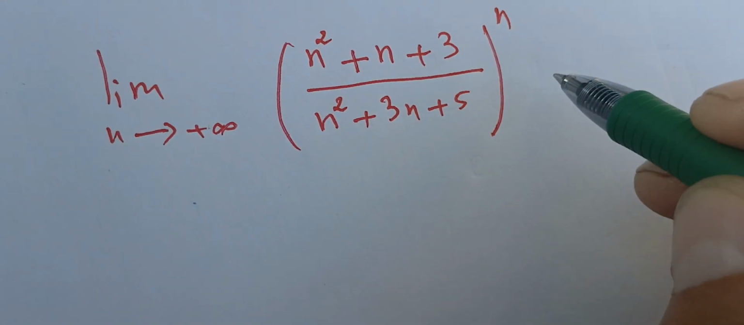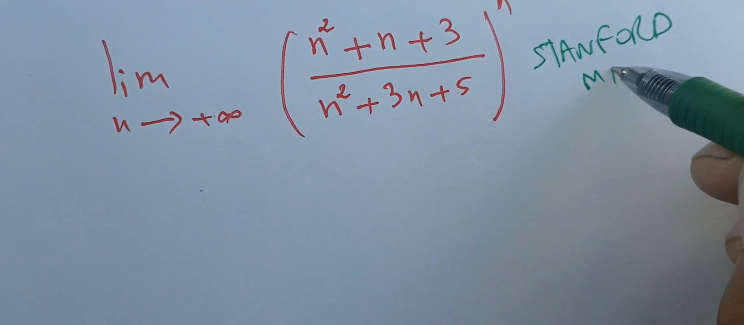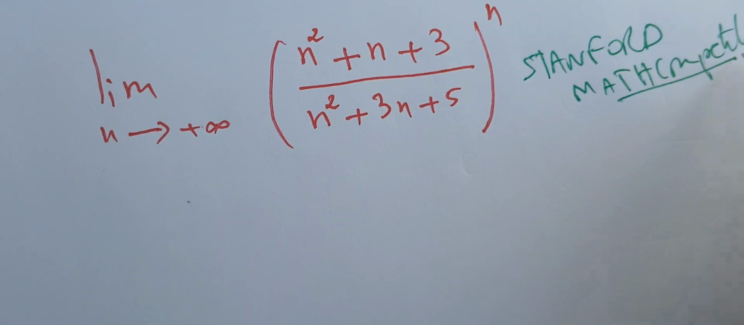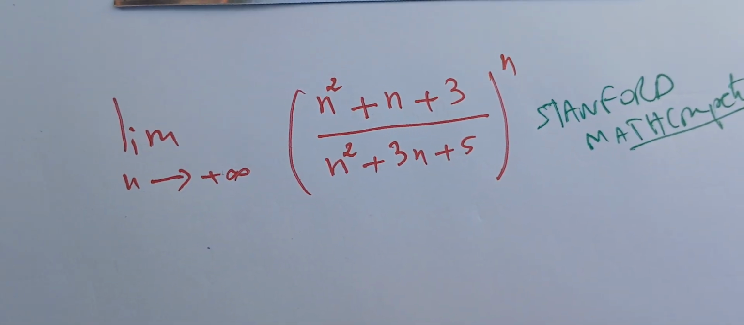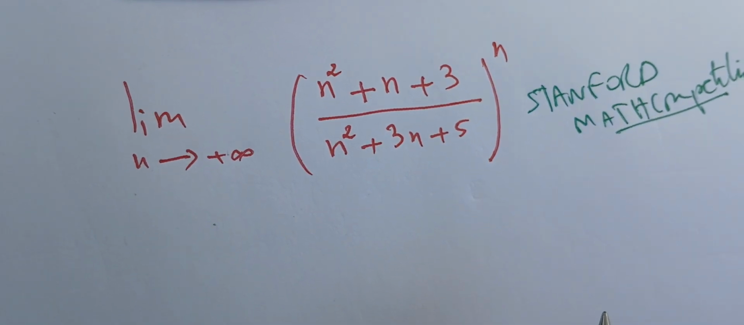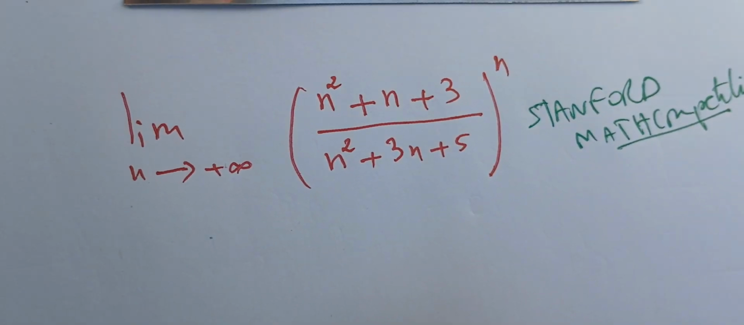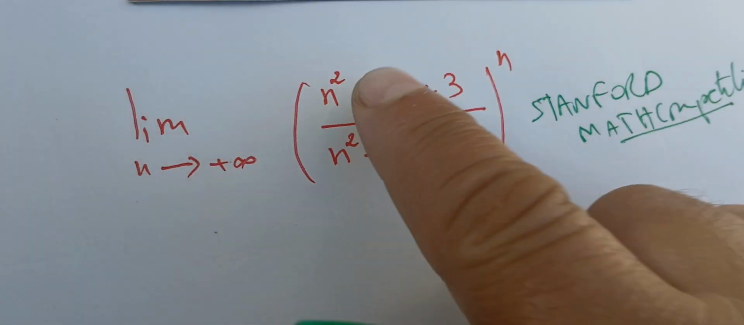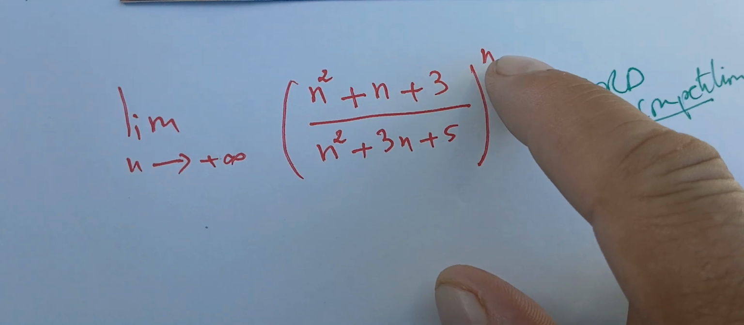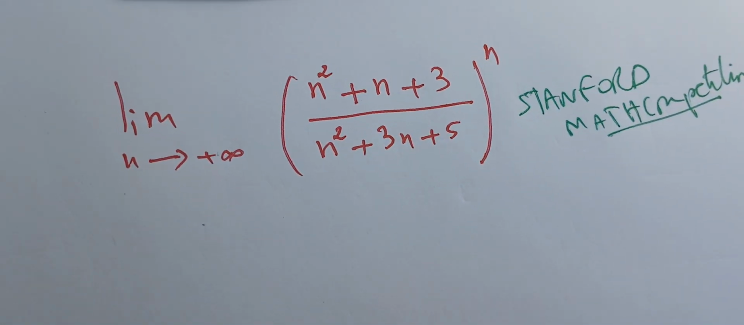So this is the Stanford math competition. I think maybe 2020, I am not sure, but it's from Stanford. The first thing that we do is see blindly that the limit inside is 1, and 1 to the infinity is an undetermined form. Therefore, we can't compute this one directly.